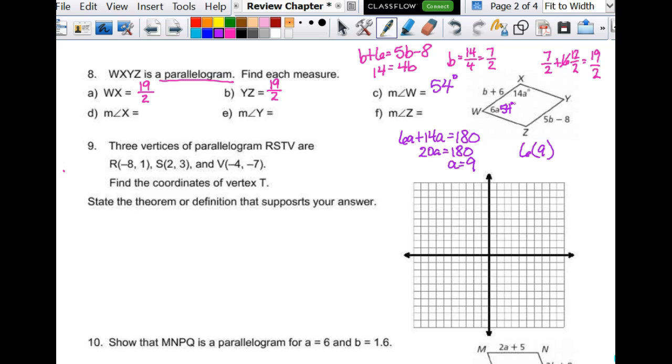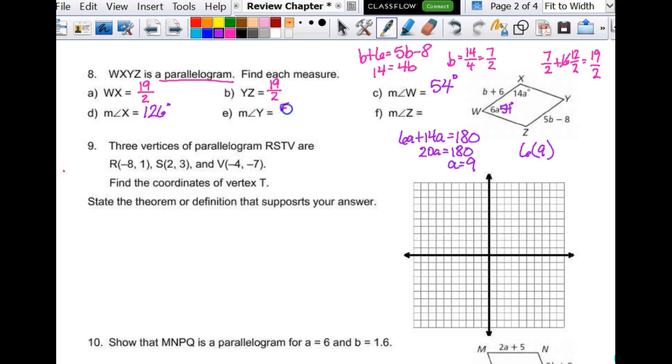Then the measure of angle X, I can either plug 9 into 14A, or I can take 180 and subtract 54. So if I just take 180 and subtract 54, that's going to give me 126. And my reason there would be, if it's a parallelogram, consecutive angles are supplementary.